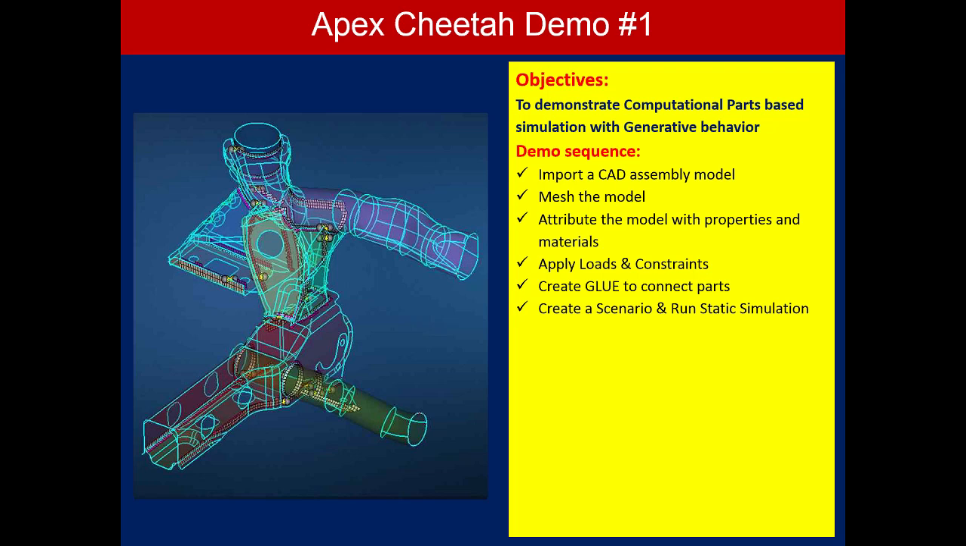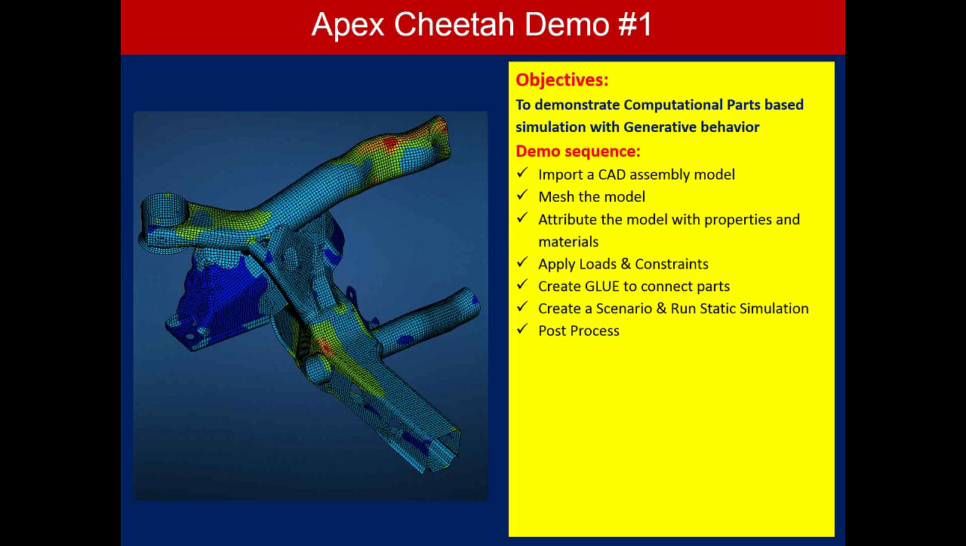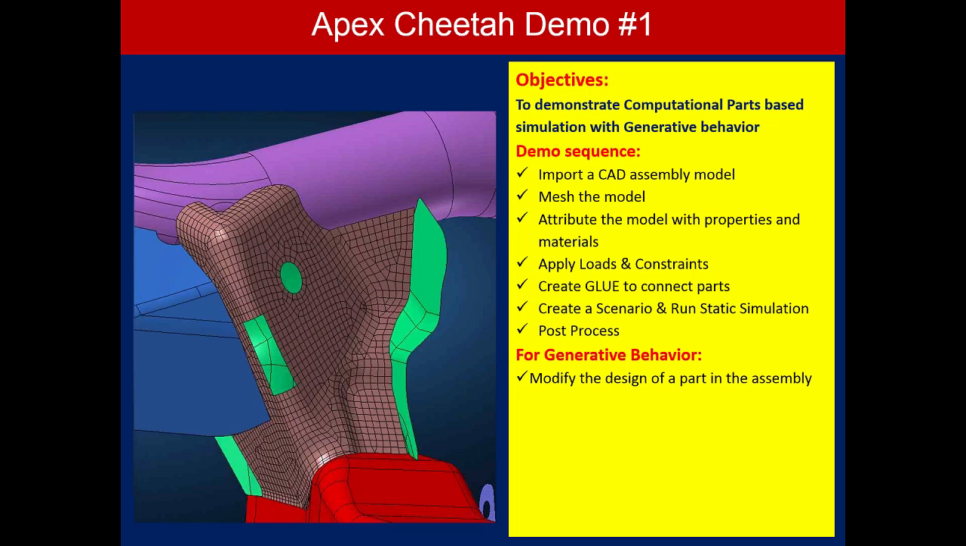Then we create a scenario. That means we assemble the model to set up the simulation, run the simulation, and interact with the post-processor. This is kind of a run-of-the-mill baseline analysis starting from importing the data. And now, in order to communicate the generative behavior, what we would like to do in this assembly is modify one of the designs. One of the parts, we are going to modify the design.